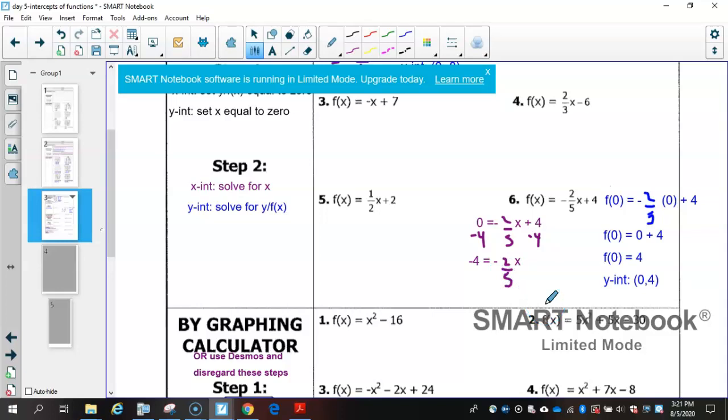Right? And then you should remember that anytime you have a fraction next to your variable, you can do a couple different things. You can multiply both sides by the denominator and then divide both sides by the numerator, or you can do them both at the same time by multiplying this entire side by the reciprocal, or by this fraction flipped.